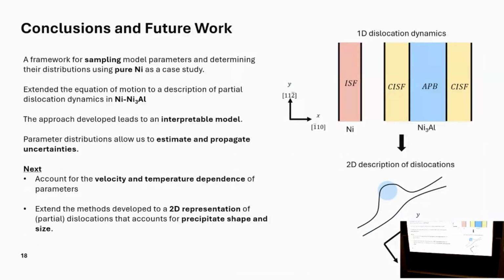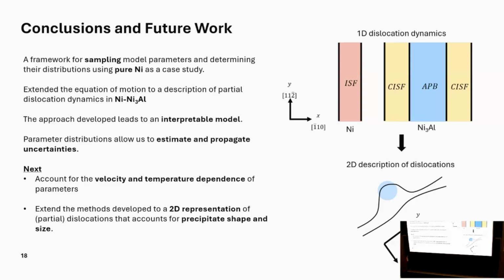Just to conclude, I've presented a framework for sampling model parameters and determining their distributions. We've used pure nickel as a case study, and then extended this to a two-dislocation system in nickel-nickel 3 aluminium. The main point to highlight is that these are interpretable models. Because we're interested in transferring these parameters across methods, this allows us to do that, and we get parameter distributions that allow us to estimate and propagate uncertainties.